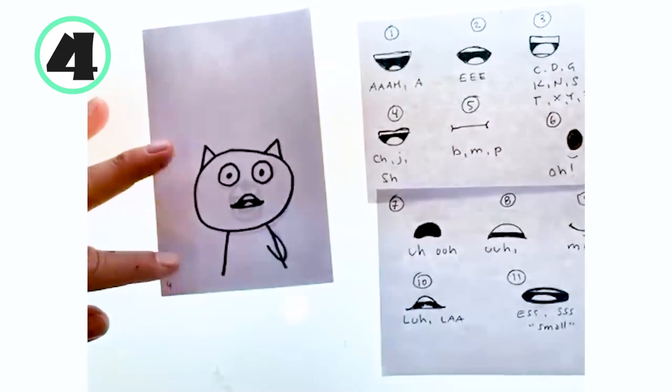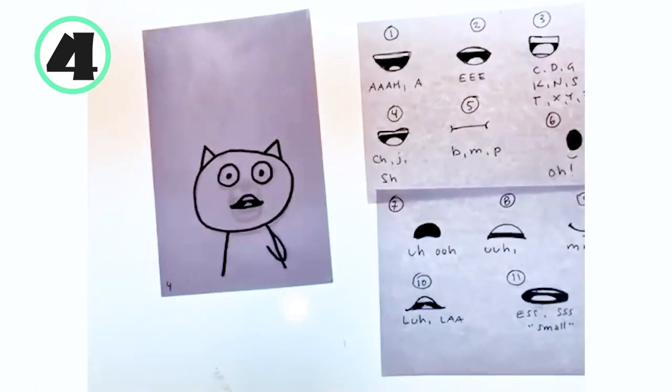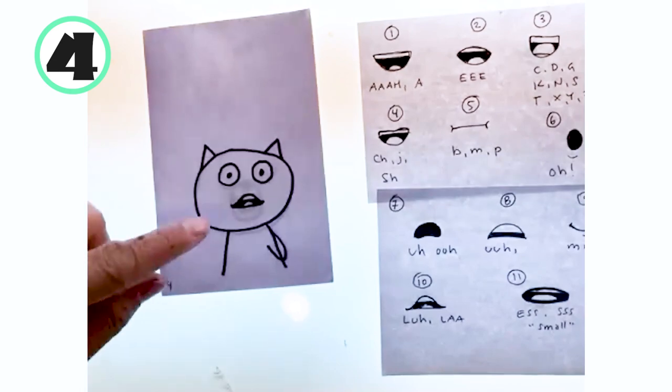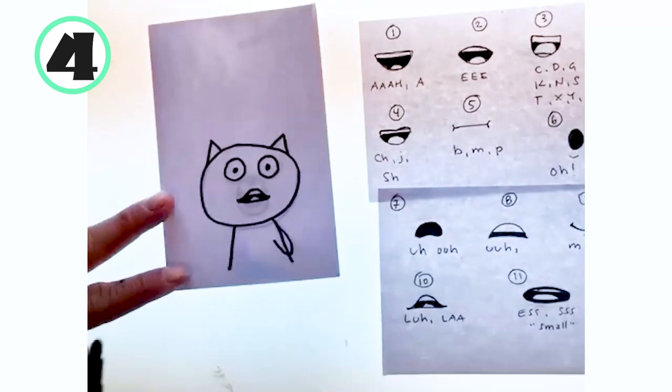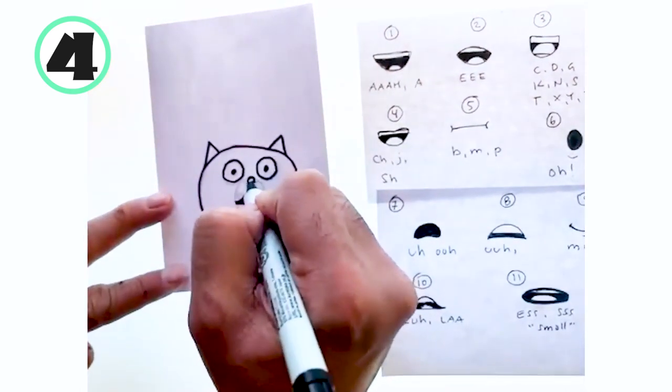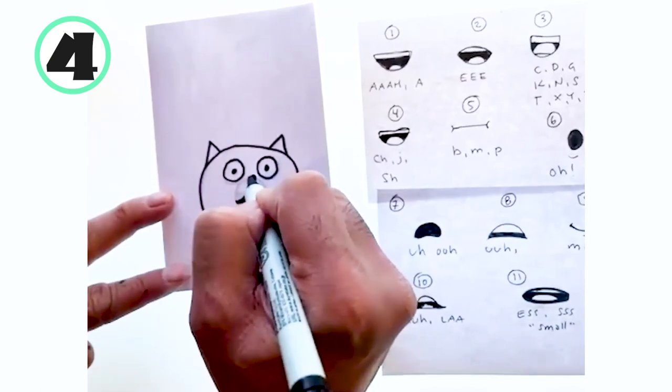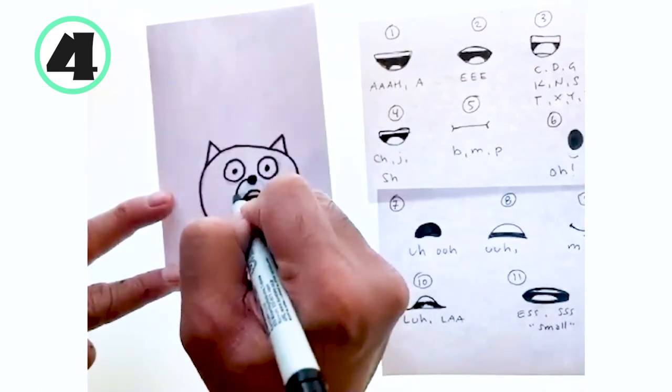La la la. Try saying la la la, right? Your tongue hits the top of your mouth. That's what that part is. Okay. And then you can have the nose and the muzzle for the cat. There we go.